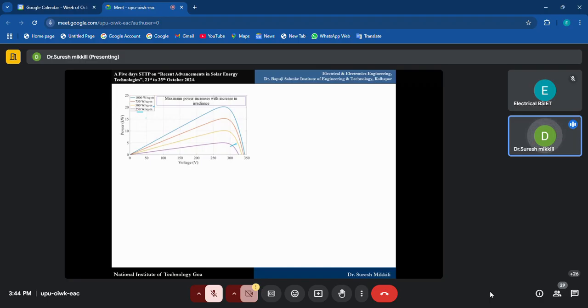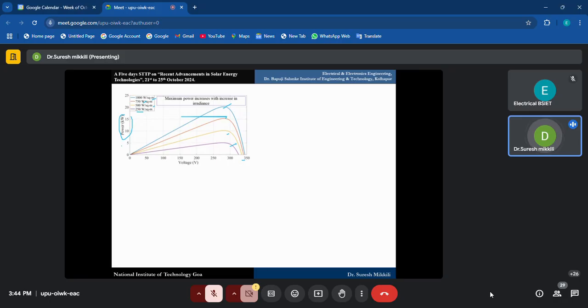When 500 watt per meter square is there, it gives up to 10 amperes. When there is 750 watt per meter square, it gives you 15 amperes at 330 or 340 volts. When 1000 watt per meter square is there, it gives you 20 amperes, sorry, 20 kilowatt power, at 330 volts.